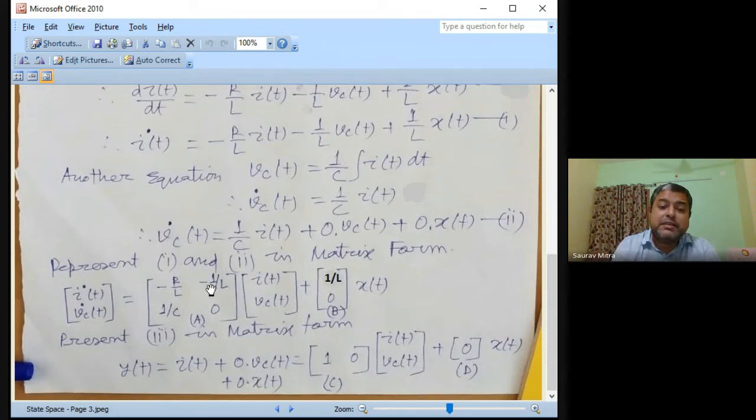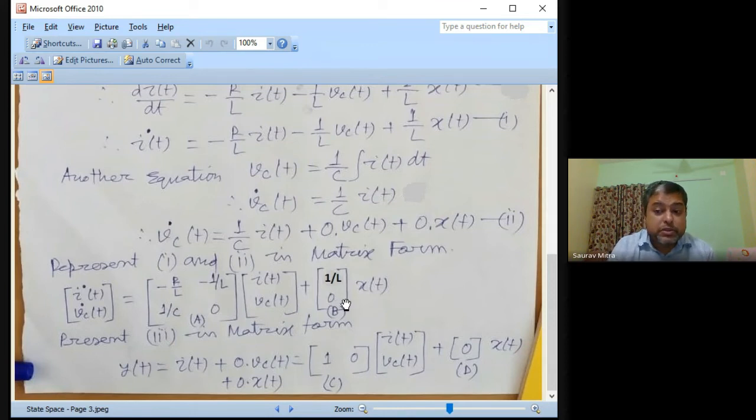Now this first matrix has dimension of 2 by 2. This is called a state matrix. It is called matrix A. The second matrix, which is connected to the input, has dimension of 2 cross 1. 2 cross 1 means 2 are the state variables, so this will have dimension of n cross 1. Why 2 cross 1? Because there are 2 state variables. That's why there are 2 rows and there is only one input. That's why it is called 2 cross 1.